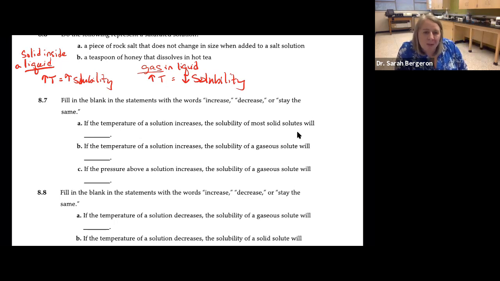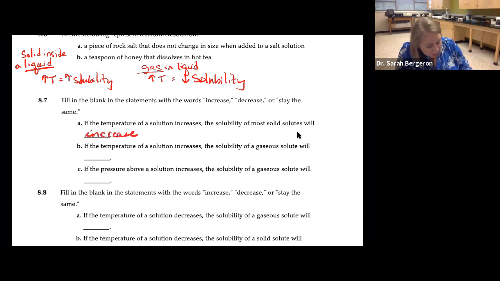Okay, so 8.7, let's see. If the temperature of the solution increases, the solubility of most solid solutes, okay, so we have a solid solute, will do what? So our solubility should go up, it should increase.